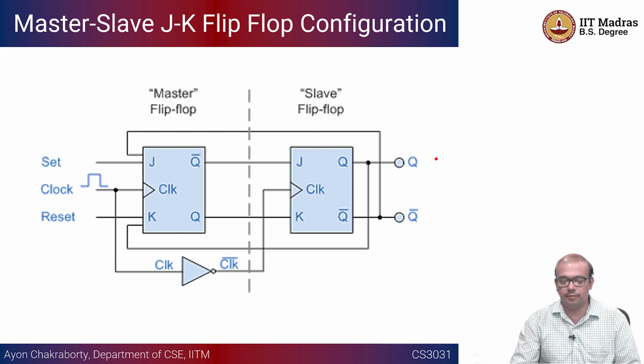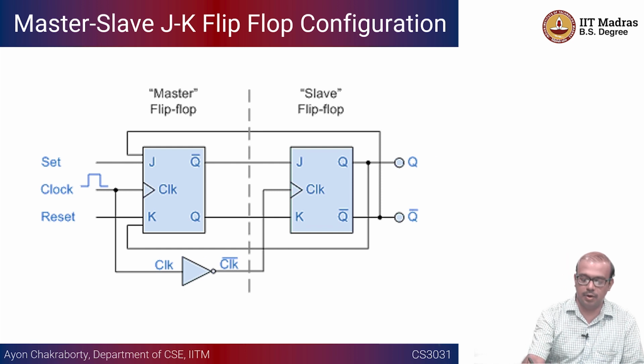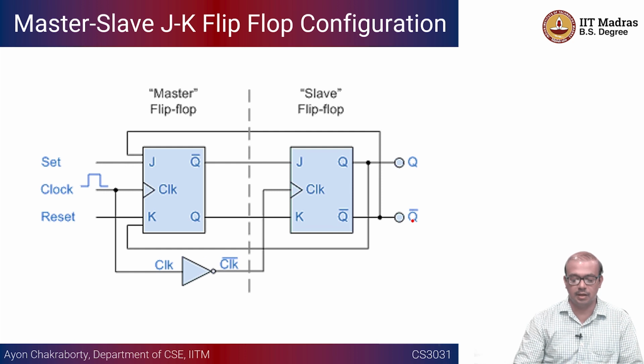Okay, this is another way to view the circuit. There is a first JK flip flop, as I told you, which behaves more like a latch, and a second one, and you have Q and Q bar going back to the J and K inputs. Okay, and this is how our master slave JK configuration flip flop is going to look. Okay, so this is about it.